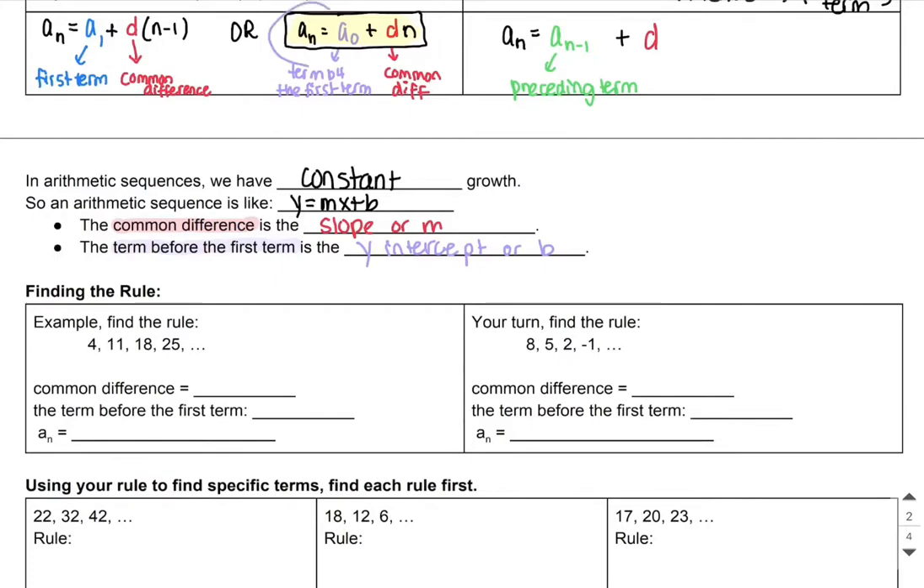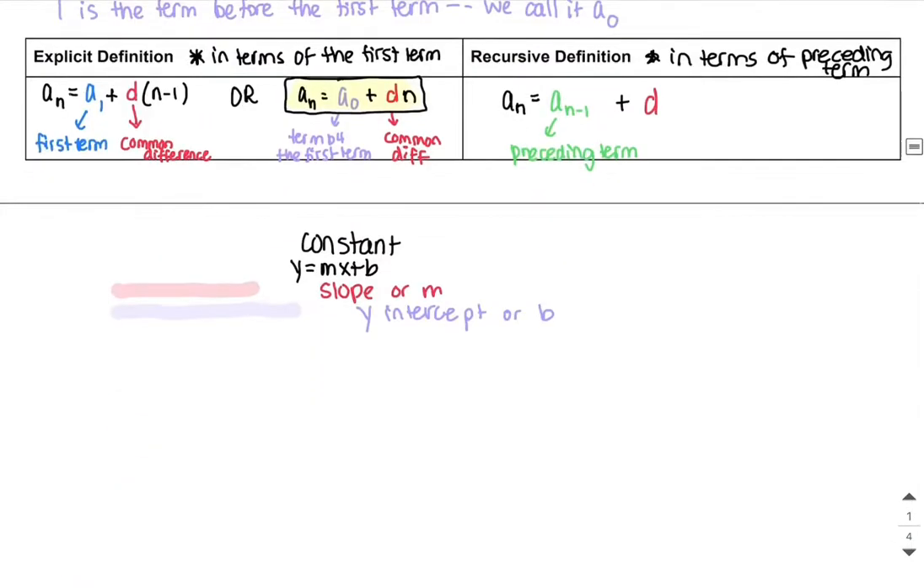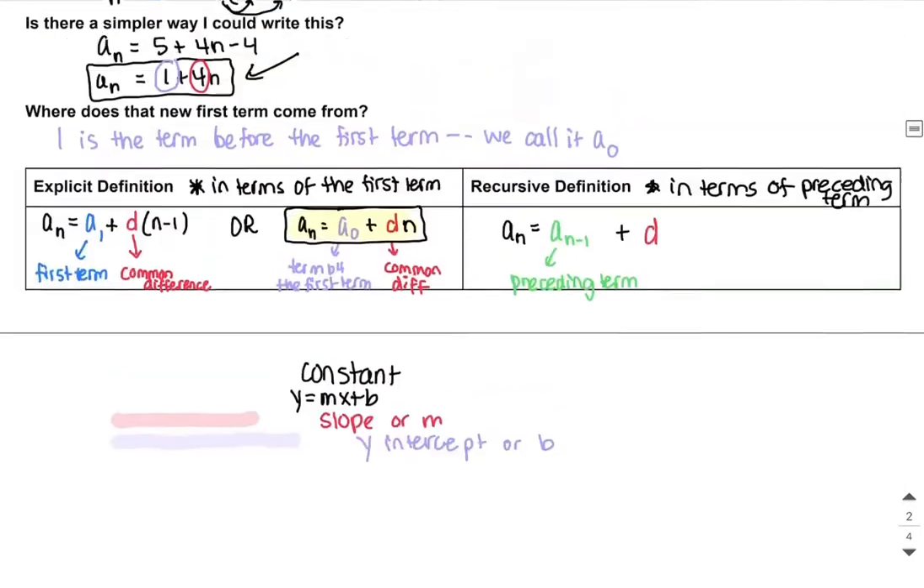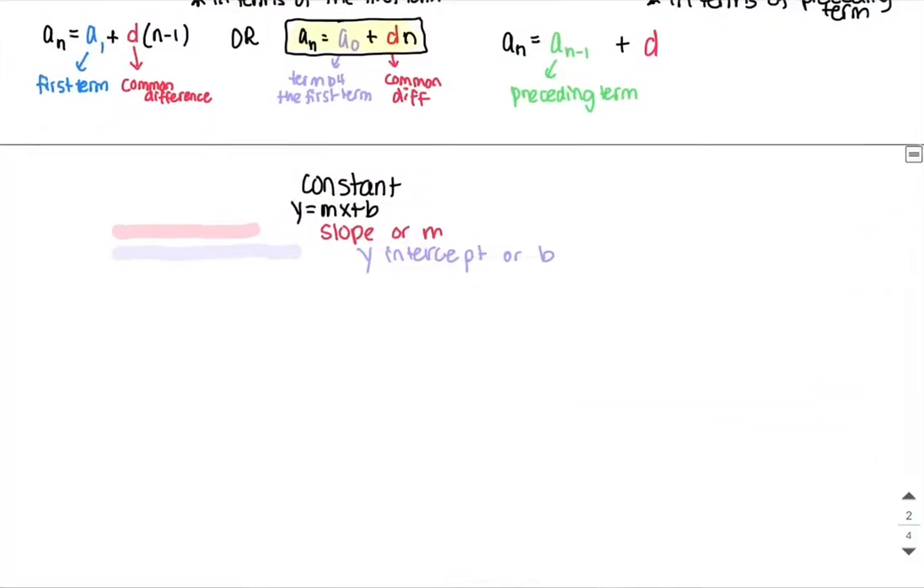If we look at this definition here, we just have it written backwards, but we have dn plus a sub 0. No, come back. I hate when it does this. Stop. I might have to leave and come back.